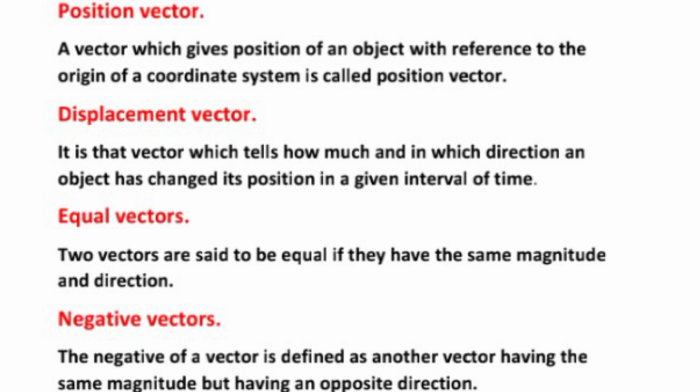Displacement vector. What is displacement vector? It is that vector which tells how much and in which direction an object has changed its position in a given interval of time. Equal vectors. What are equal vectors? Two vectors are said to be equal if they have the same magnitude and direction. Negative vectors. The negative of a vector is defined as another vector having the same magnitude but having opposite direction.